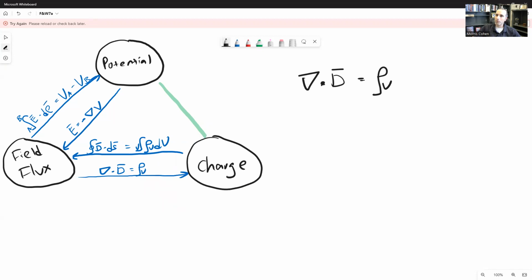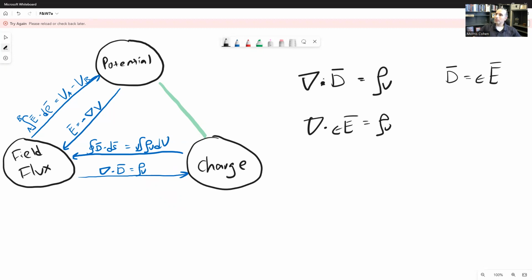But we have another relationship that we can include here, the fact that the electric flux density equals some permittivity times the electric field. And so we can substitute that in. The divergence of the permittivity times the electric field equals rho V. I'll just write that right there so it's cleaner.